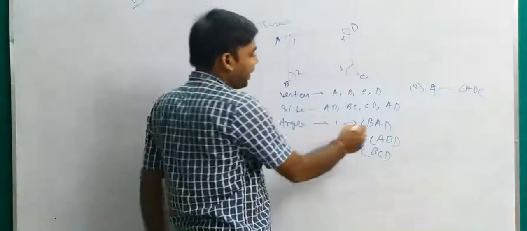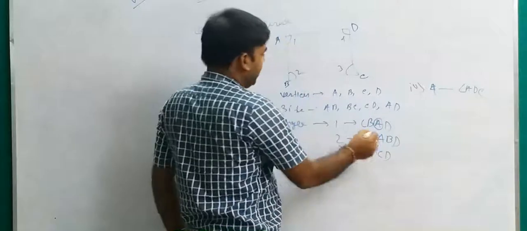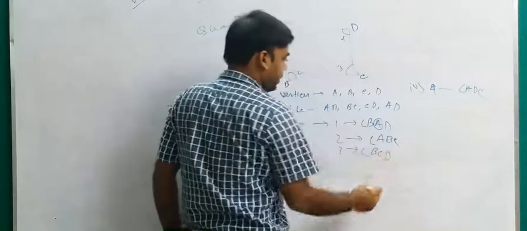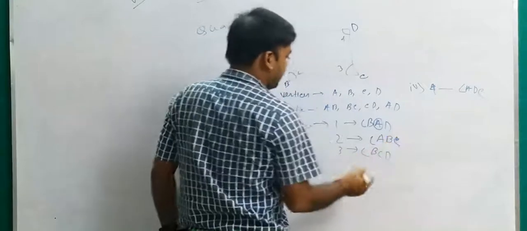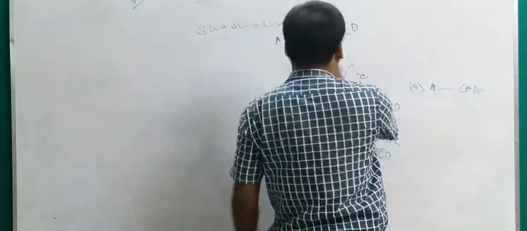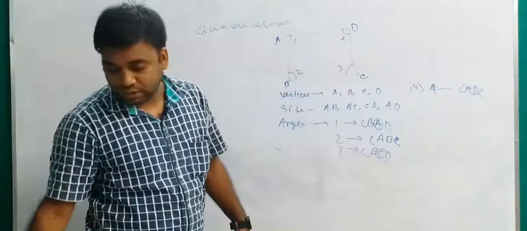In an angle, the vertex should be in the middle. Angle 2 means ABC, not ABD, ABC. The third angle is BCD, where C is in the middle, and angle 4 is ADC, where D is in the middle. These are the 4 angles of a quadrilateral.